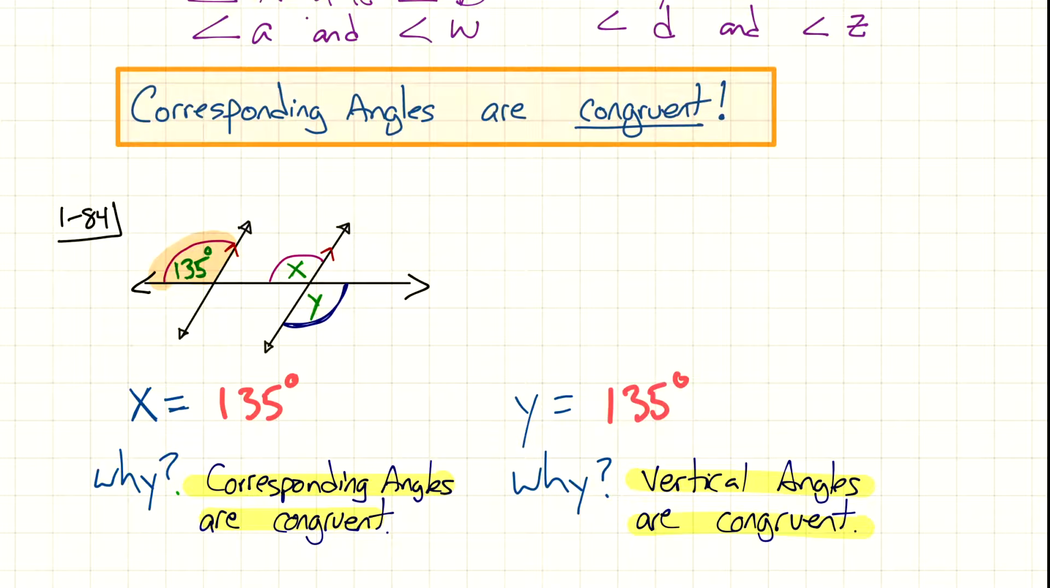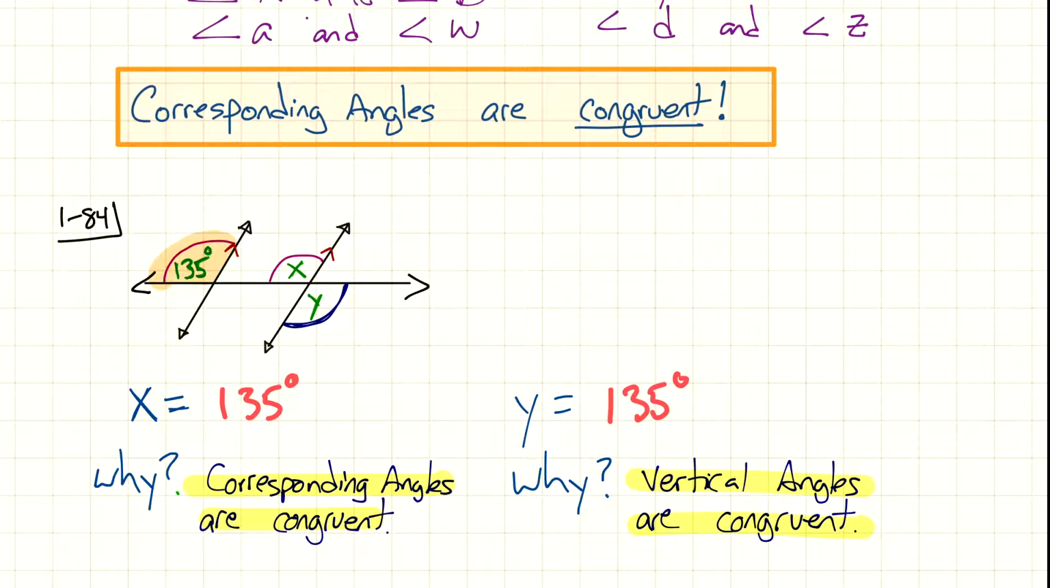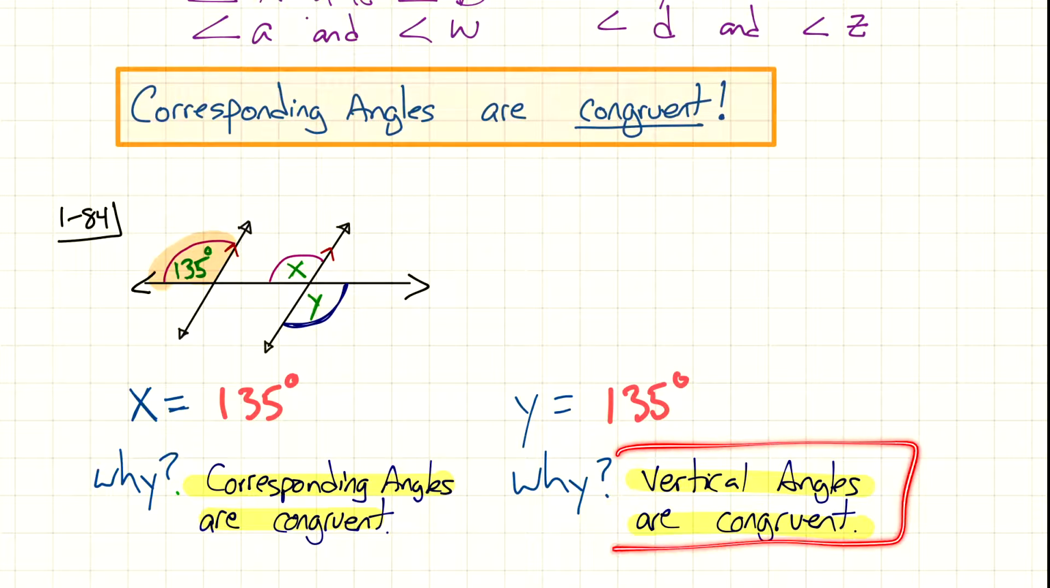All right, pretty easy. There really doesn't seem to be any work here. The work is you knowing that these angles are congruent. So once you know that, then there's really no work to be done. So that's the nice part about these problems. So the reason for this last one is vertical angles are congruent.